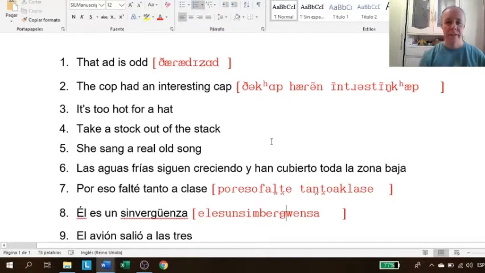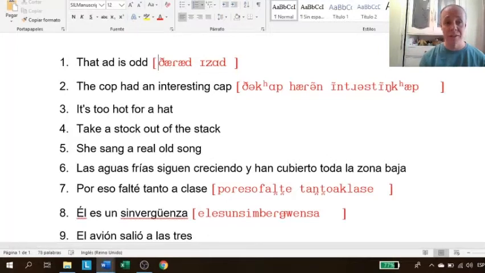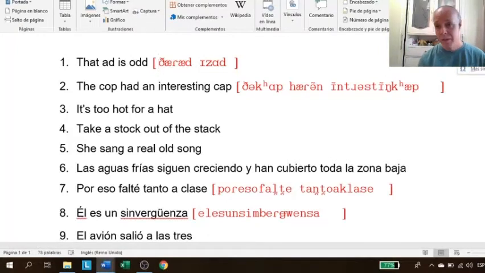All right, let's continue. Here we have some of the examples that we did previously. Remember these sentences? The first one says, that ad is on. Let's make two utterances. That ad is on. So the first one needs a stress mark, doesn't it?